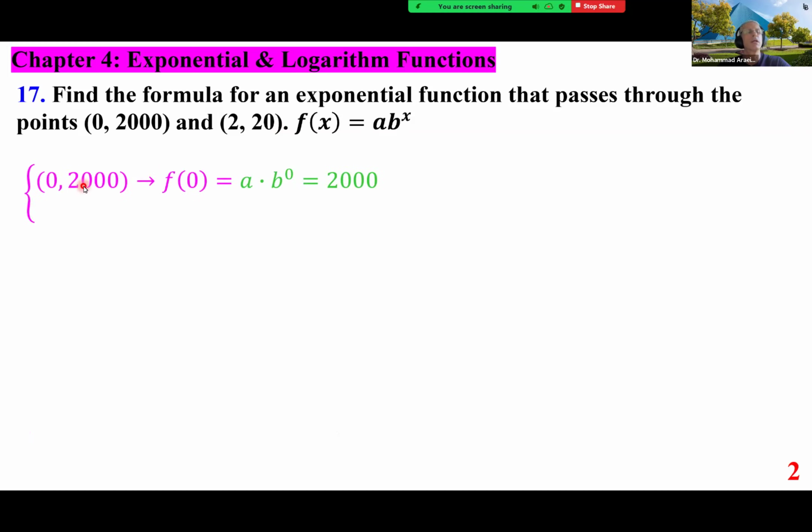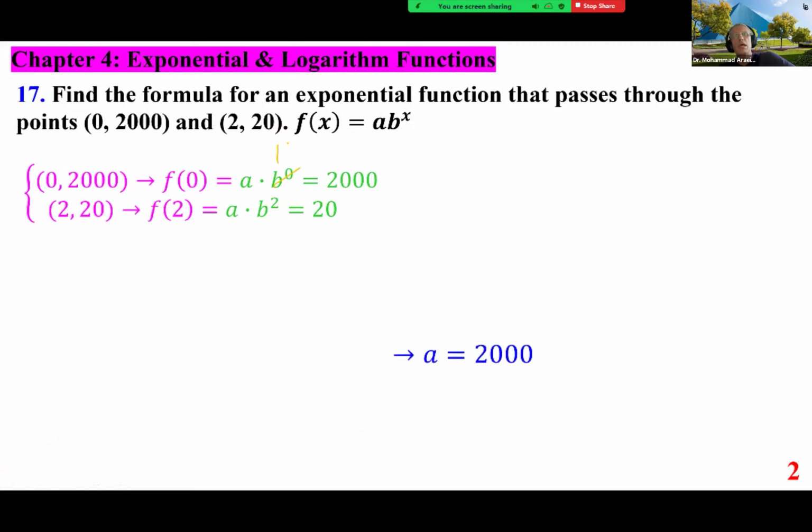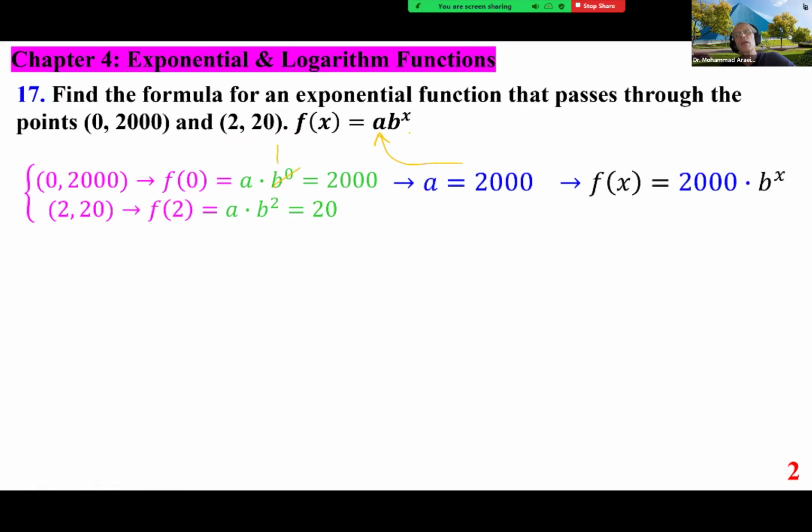So if we plug in 0 and 2000, f of 0 is a times b to the power of 0, which is 2000. And if we plug in 2 and 20, we get f of 2 equals a b squared equals 20. Now, a becomes 2000, and we put this into the general equation. And now we apply that to the second one, where it says a b squared is 20. So f of 2 is a, which is 2000, times b squared, which is 20.